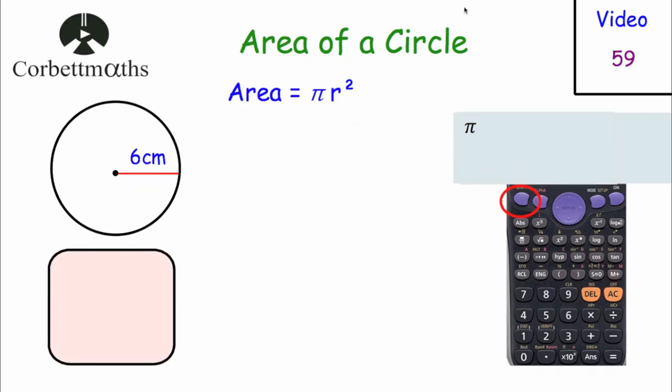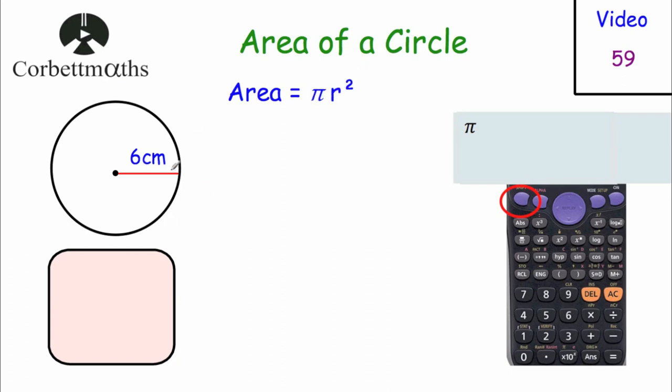Our next topic is the area of a circle, and if you want to revise this topic in Corbettmaths and watch the full video, it's video 59. So the area of a circle is given by the formula pi r squared. And remember our order of operations, you square, you do any orders before you do any multiplications. So what it means is we're going to square the radius and multiply it by pi.